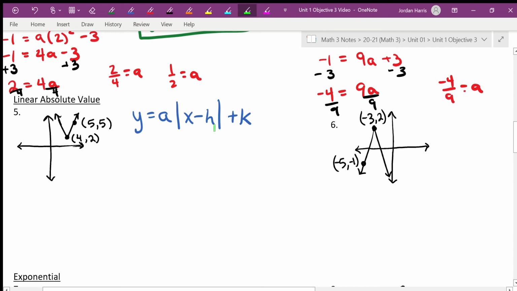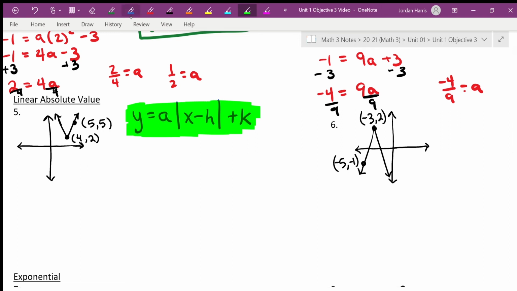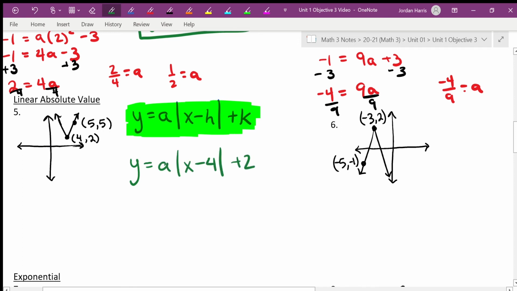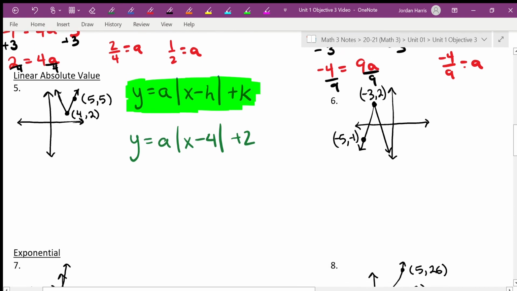This is what we're looking at. So we look at our shift first. We shift from 0, 0 once again. The first 3 functions shift from 0, 0. So I'm looking at this. Shifting right 4, up 2. So y equals a|x - 4| + 2. Make sure you have those absolute value bars. That's what makes it absolute value. So I have a right 4, up 2.